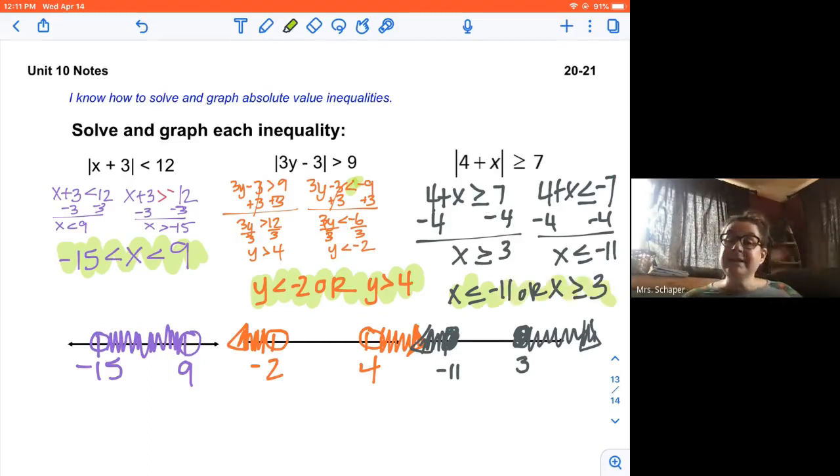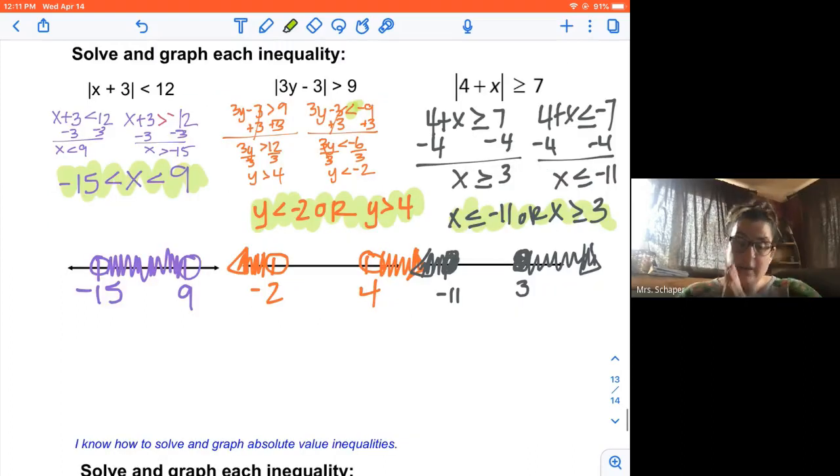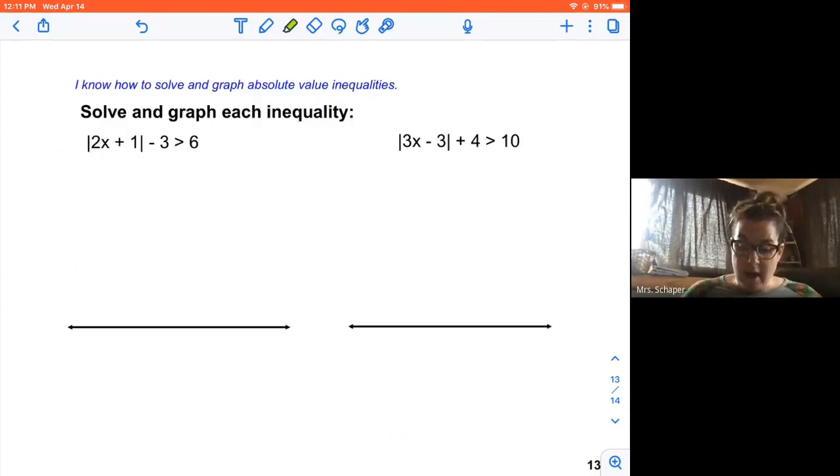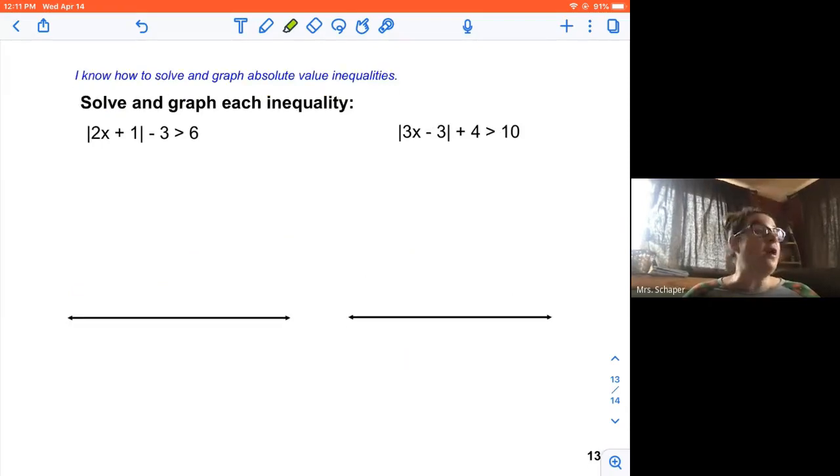Okay, so what we're practicing is how to solve an absolute value inequality. We've solved absolute value equations. Now we're solving absolute value inequalities. All right, here we go. Two problems. These are going to have to involve the first step. We have to first get the absolute value symbol all by itself.